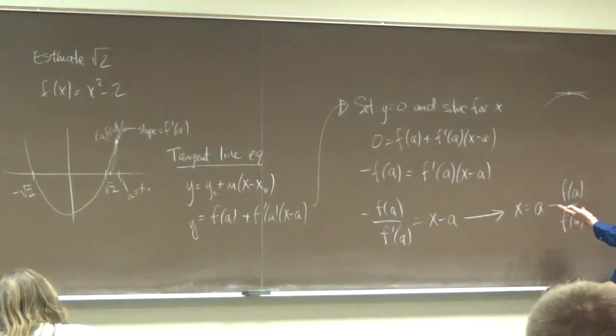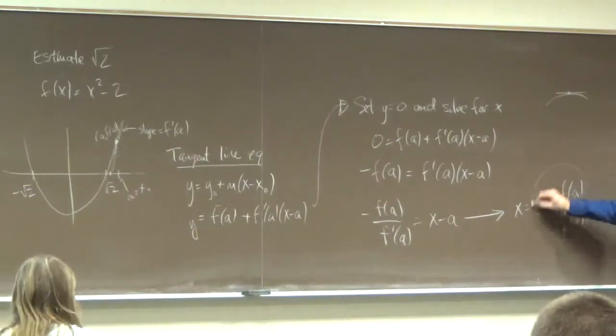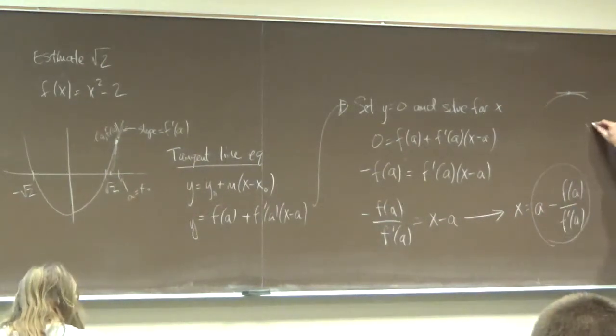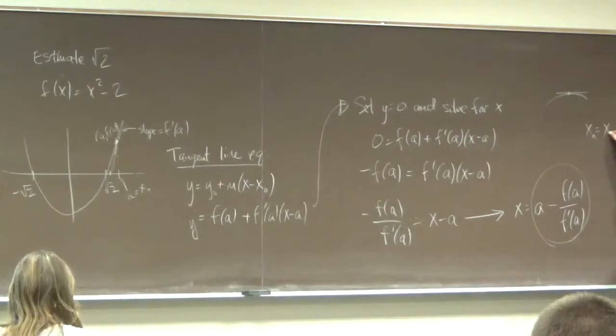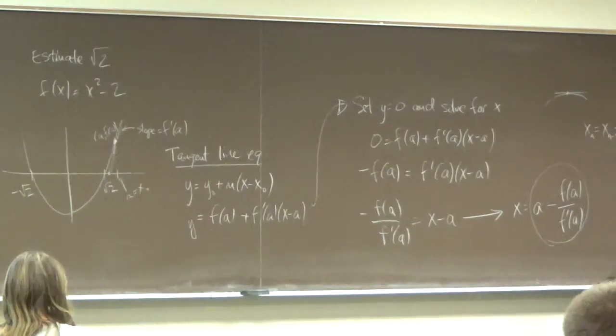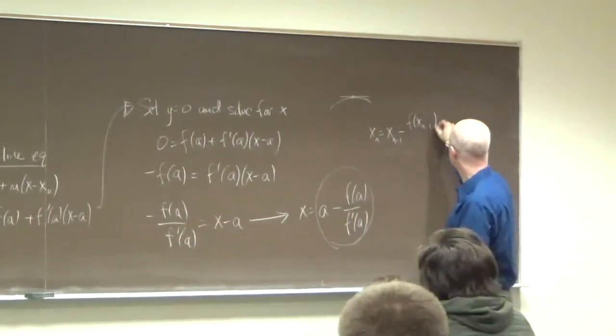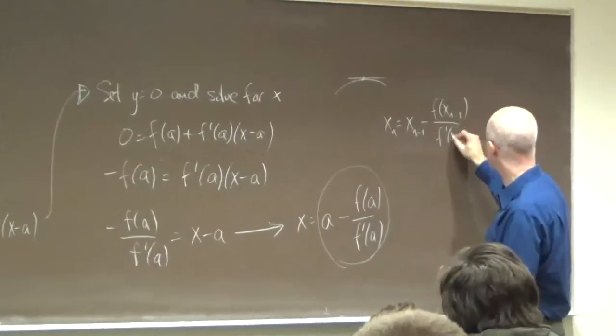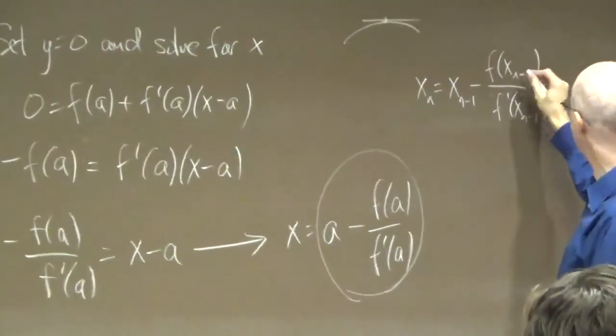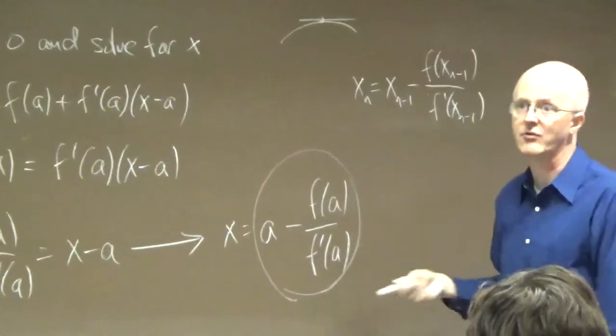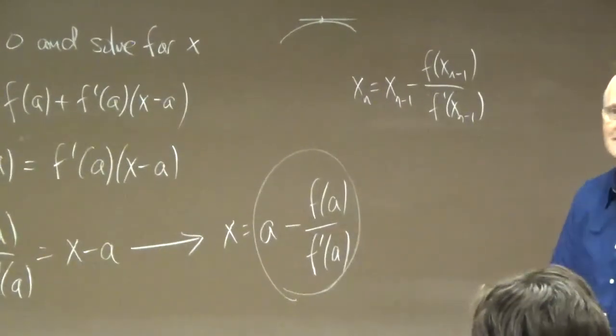Newton's method equation is to iterate this expression right here. The subscript notation x_n equals x_{n-1} minus f of x_{n-1} divided by f prime of x_{n-1} just emphasizes that we are using this equation over and over and over again. It's called a recursive equation.